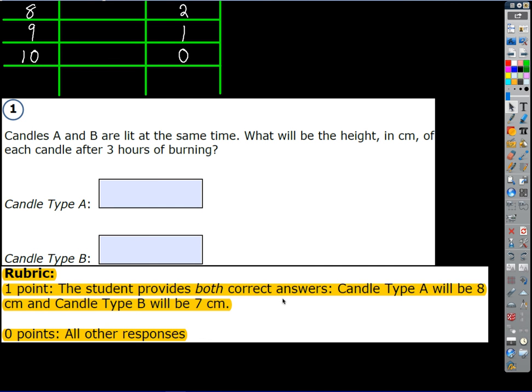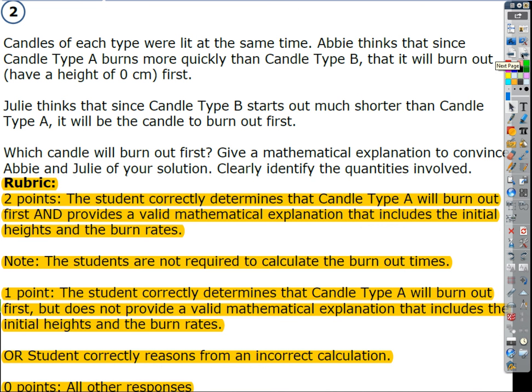Okay? The next question is going to be, now you've got to do some thinking. Now you've got to say, which one is going to burn out first? They each give their own thinking on this. One of the girls, Abby, thinks that since candle A burns more quickly, it's going to burn out first. The other girl says candle B started much shorter, so it's going to burn out first. So you've got to decide who's right. We'll talk about that on Monday.